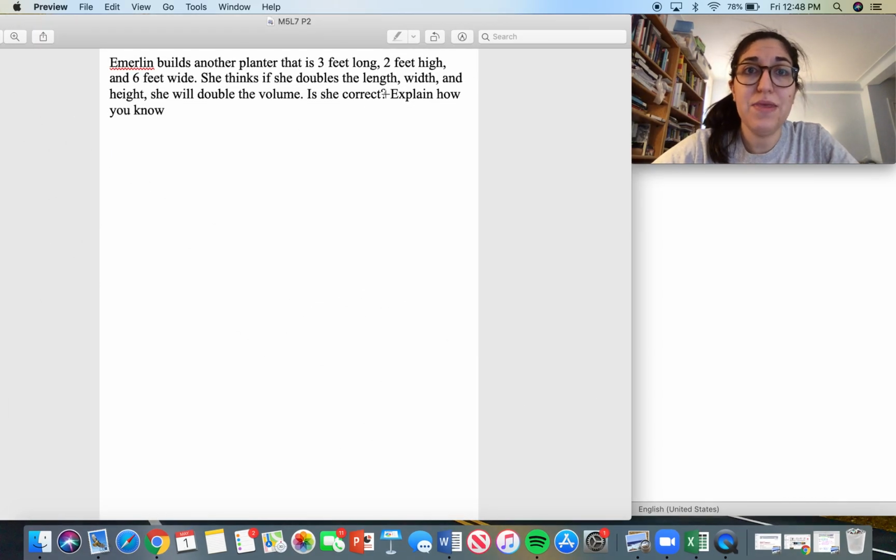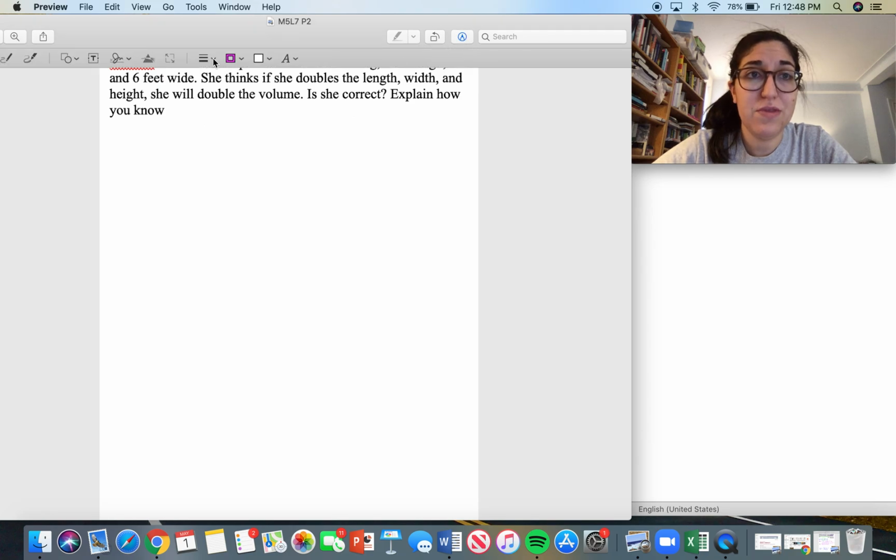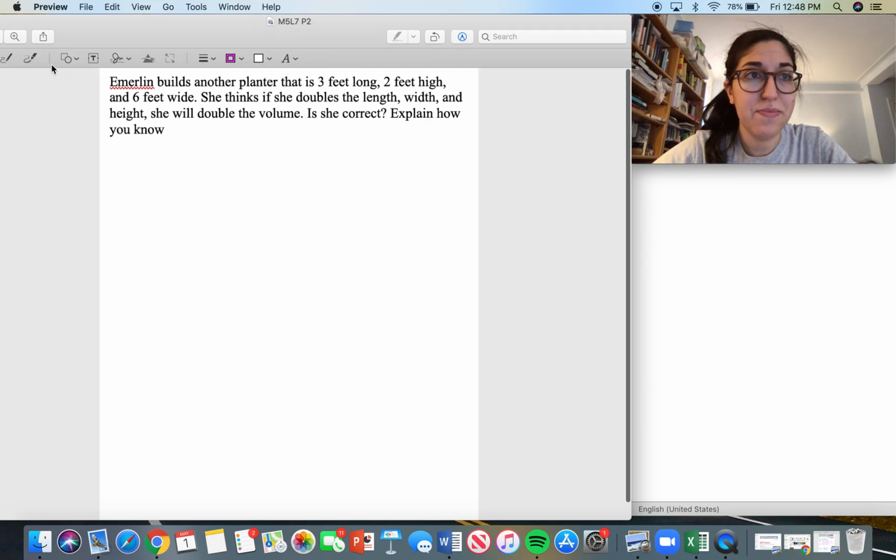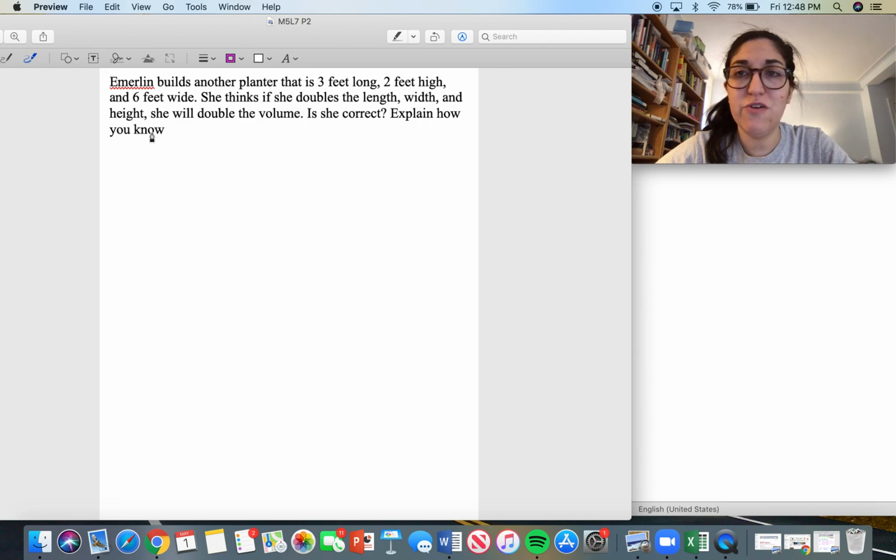So now, Emerlyn builds another planter, okay? She's really into planting. And this one is 3 feet long, 2 feet high, and 6 feet wide. So here, it's back to that sort of normal one where it's asking us for the volume. It says it's 3 feet by 2 feet by 6 feet. 3 times 2 is 6 times 6.